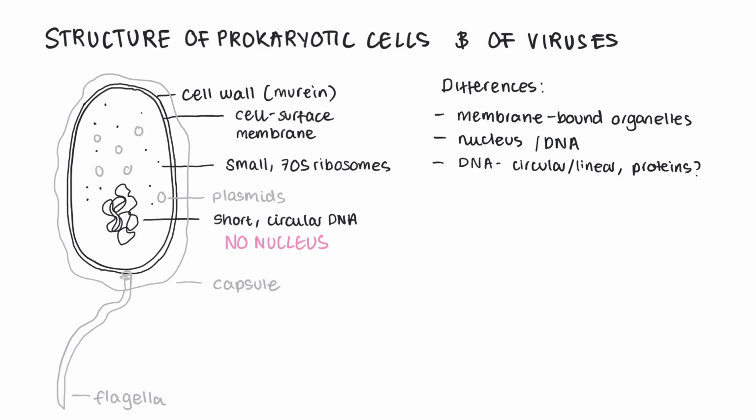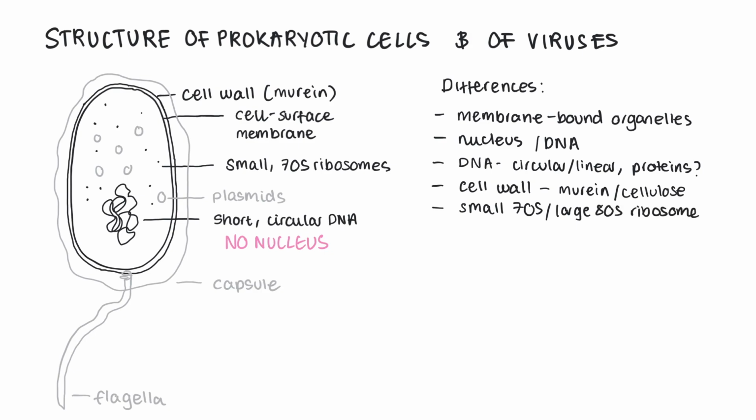The cell wall, if you're comparing it to an animal cell, then obviously a prokaryotic cell does have a cell wall, whereas an animal cell doesn't. But if you're comparing it to a plant cell or an algal cell or a fungi, then the cell wall is just made of something different. So it's made of murein as opposed to cellulose or chitin. They do both have ribosomes, but the ribosomes have a slightly different structure, different size. So they're small 70S ribosomes in the prokaryotic cell, whereas larger 80S in eukaryotic cells.